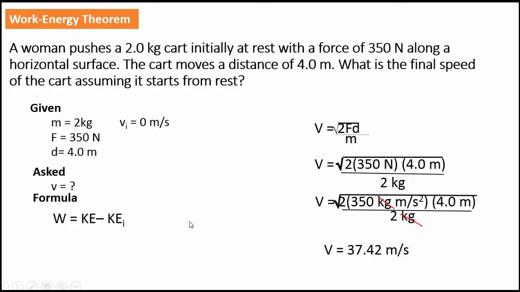But why is it meter per second? You have to remember that this one is m times m, that's m squared, then over s squared. And when you take the square root, the square root of m squared is m, and the square root of s squared is s. So that's why it becomes meter per second. So that's it. Hopefully you learned about the work energy theorem.